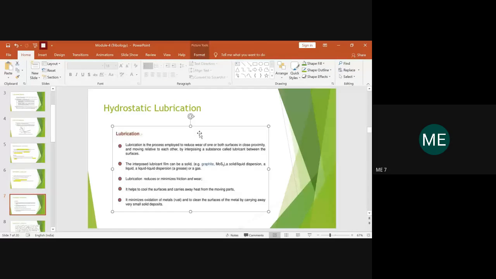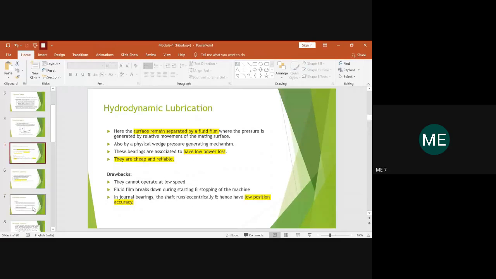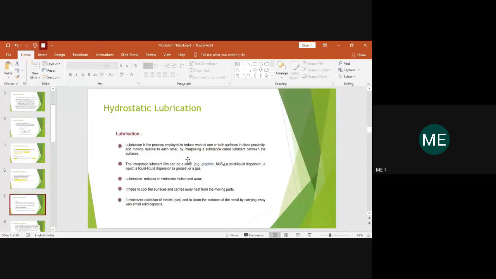So finally, now you know what is the difference between hydrostatic lubrication and hydrodynamic lubrication. So our duty is now to go ahead with hydrostatic lubrication. When I say hydrostatic lubrication, there will be some key parameters of the lubrication that we are using here.